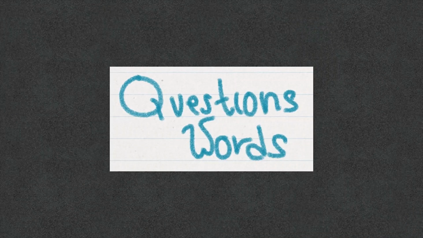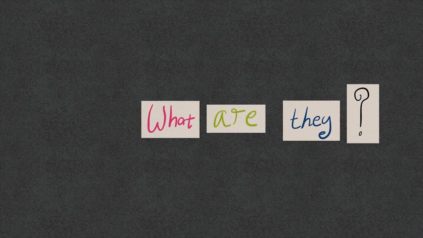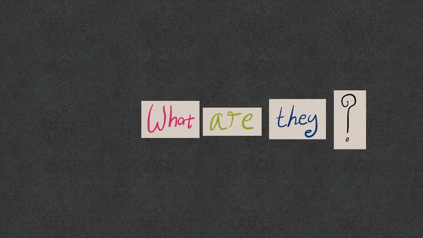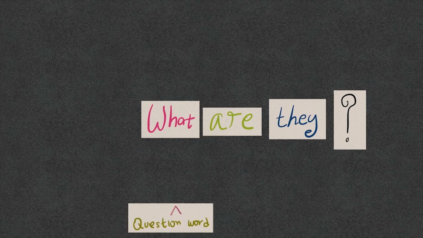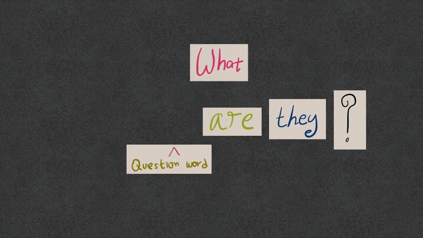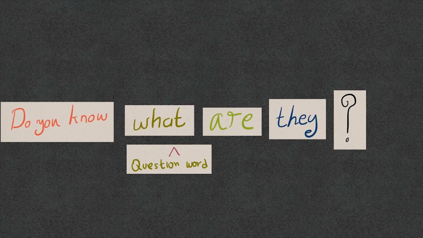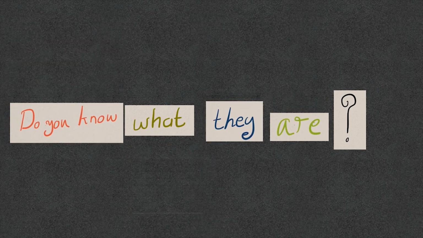Now let's focus on the first one, question words. In questions, we normally invert the auxiliary and the subject, just like in the following example. Where are they? But you need to be careful not to invert when the question word connects to clauses, such as this. Do you know what they are?